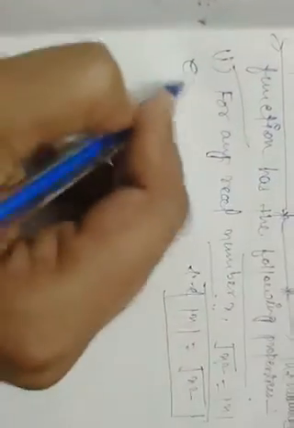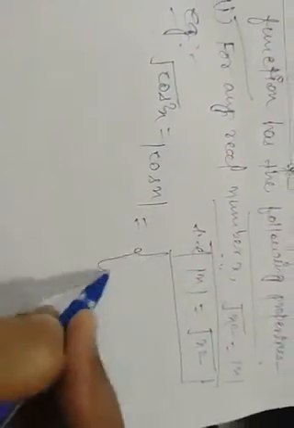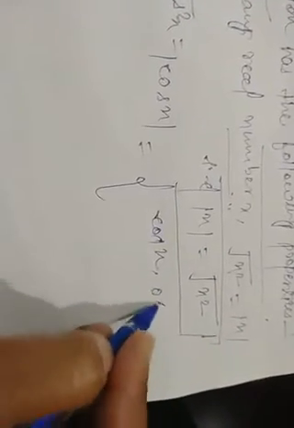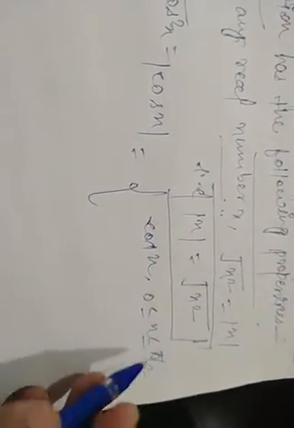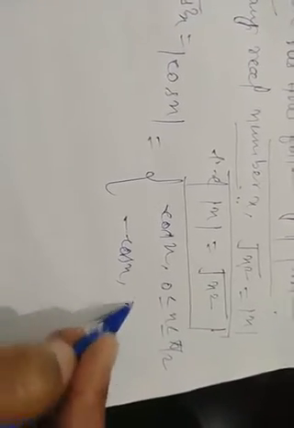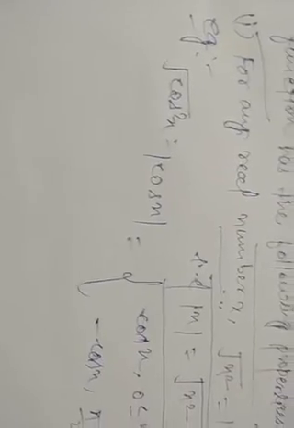For example, the square root of cos square x can be written in the form of mod cos x. And this is also written in a form: cos x is positive in which interval, you know that, and negative in which interval, you also know, greater than pi by 2 and less than or equal to pi. This is an example of some property of the modulus function.